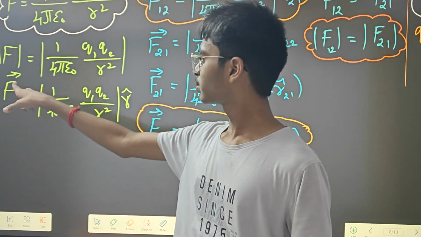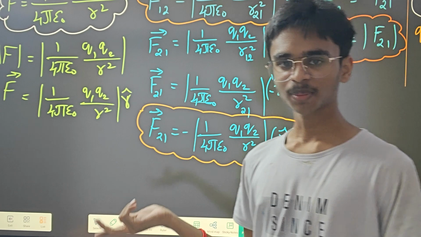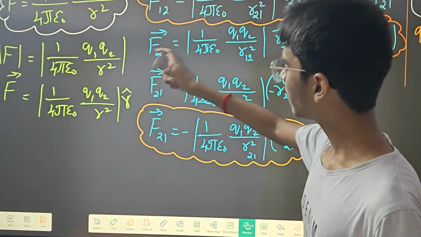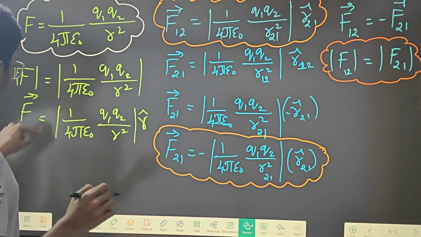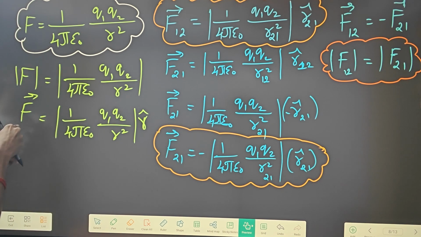So here, see, an arrow mark symbol is there, and here, see, a cap is there. So that means it is going to be the direction. So you have to combine them and write. Actually, this means the vector quantity. Here it doesn't mean the direction.